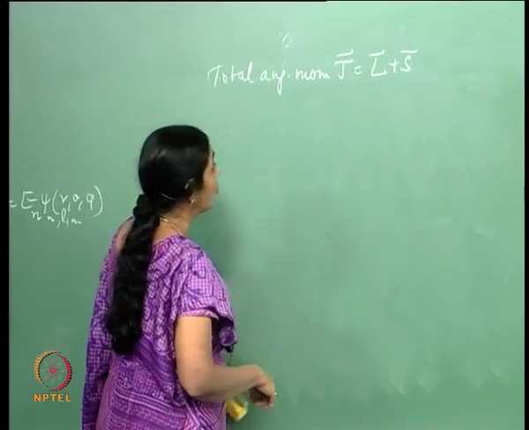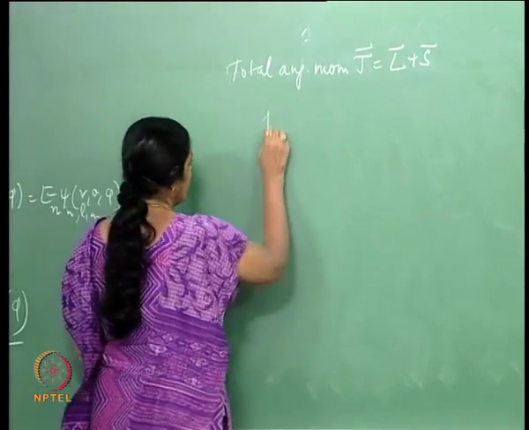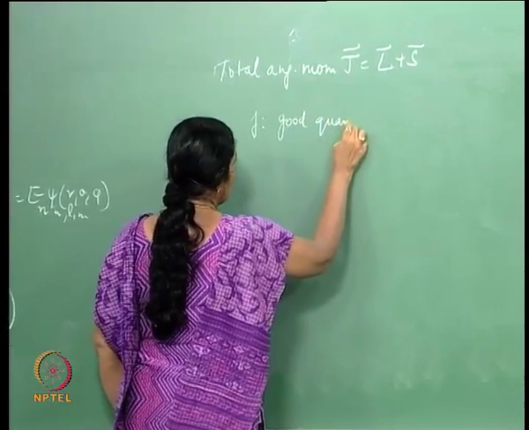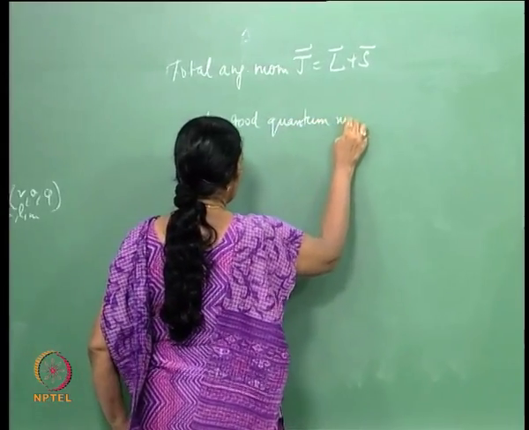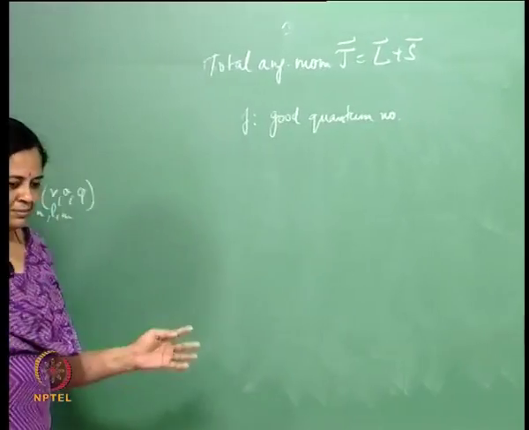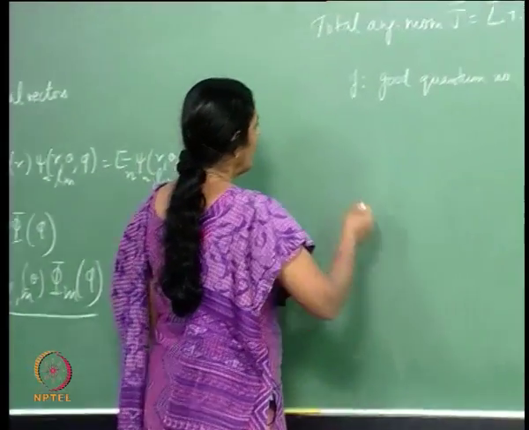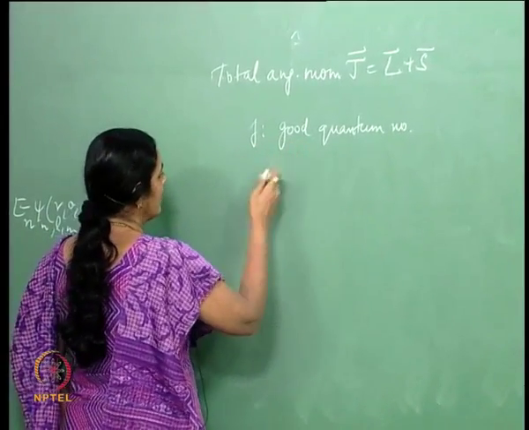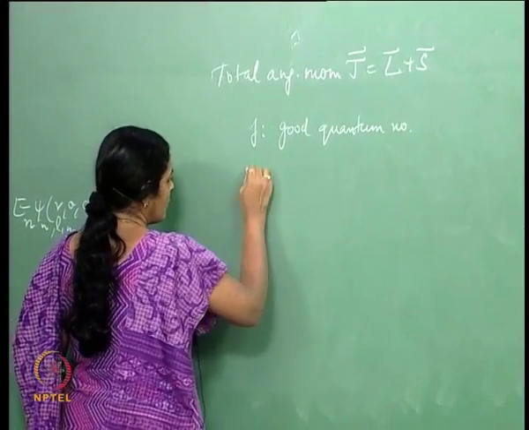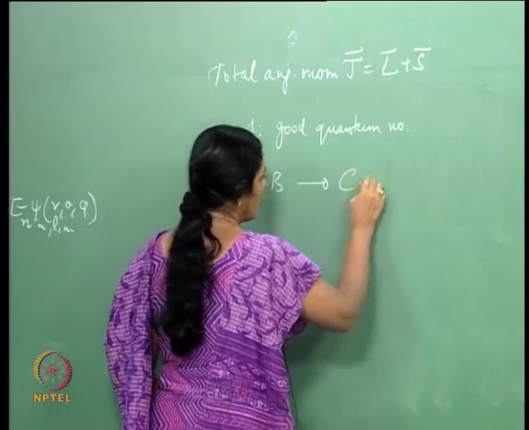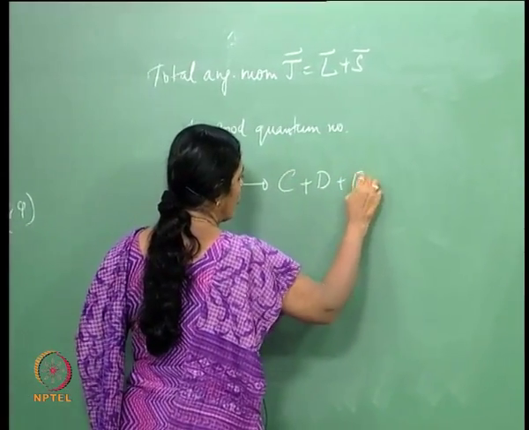Now J is a good quantum number. What do you mean by a good quantum number? Well, in a very popular sense of the term, it simply means the following, that J is what is conserved in any process. Suppose I have two particles interacting with each other to produce a final state of particles.